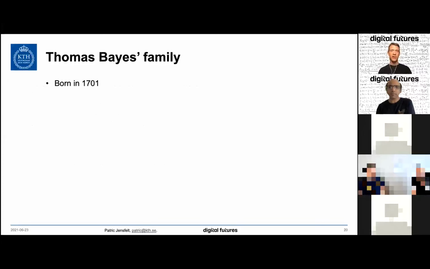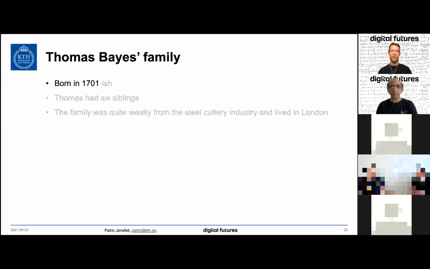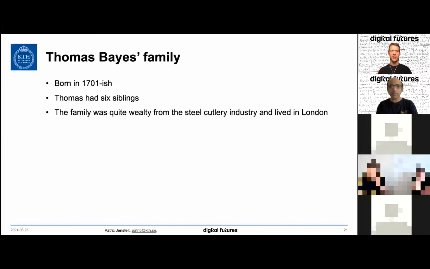So Thomas Bayes was born in 1701-ish. It wasn't quite clear exactly when he was born. He had 6 siblings, and the family was quite wealthy. They made their money on steel cutlery. They lived in London.